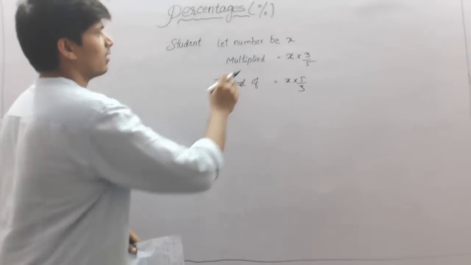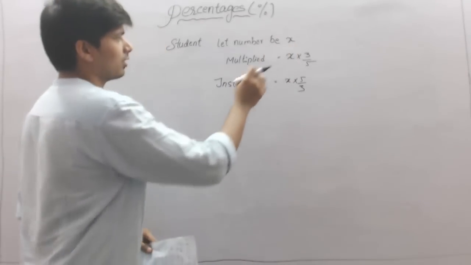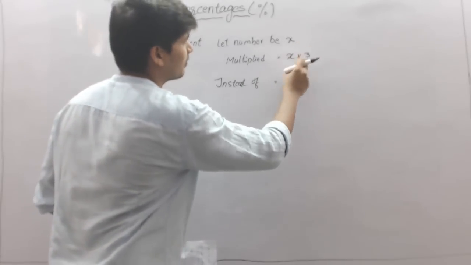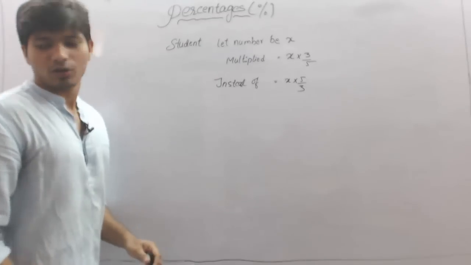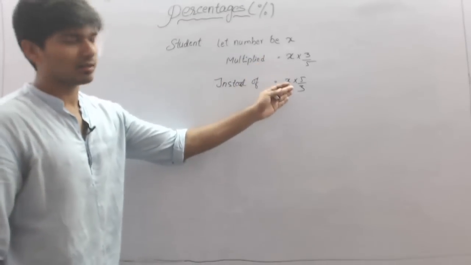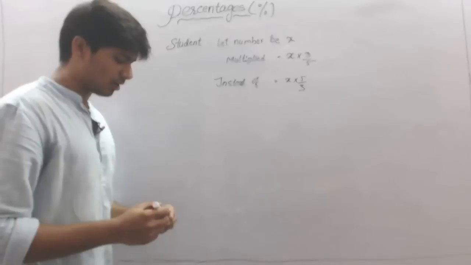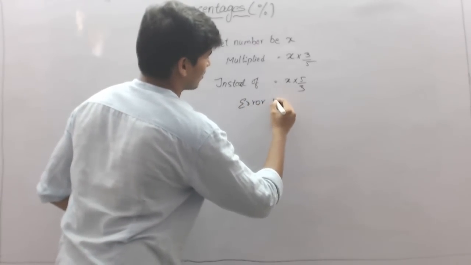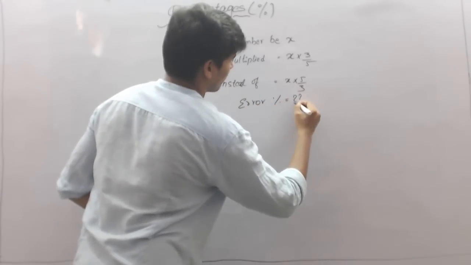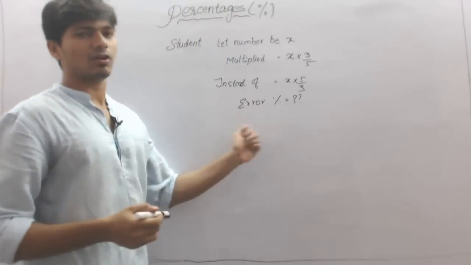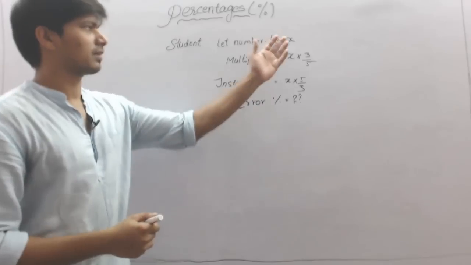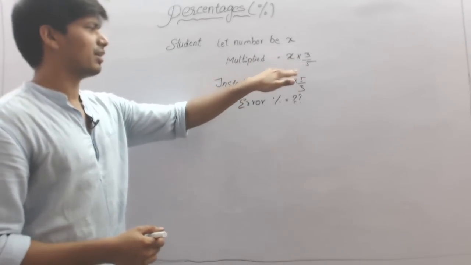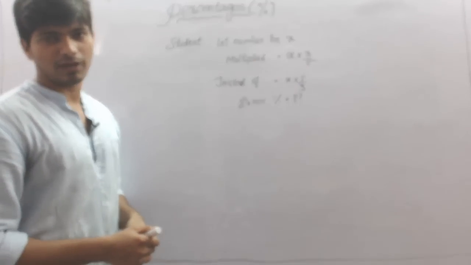Got clarity? So there is a number x. Instead of multiplying it with 5 by 3, he multiplied the number with 3 by 5. Now he made a mistake, so with this mistake there will be error. He asked for the error percentage. How are you going to solve this problem? Let the number be x. He has multiplied this number with 3 by 5 instead of 5 by 3.